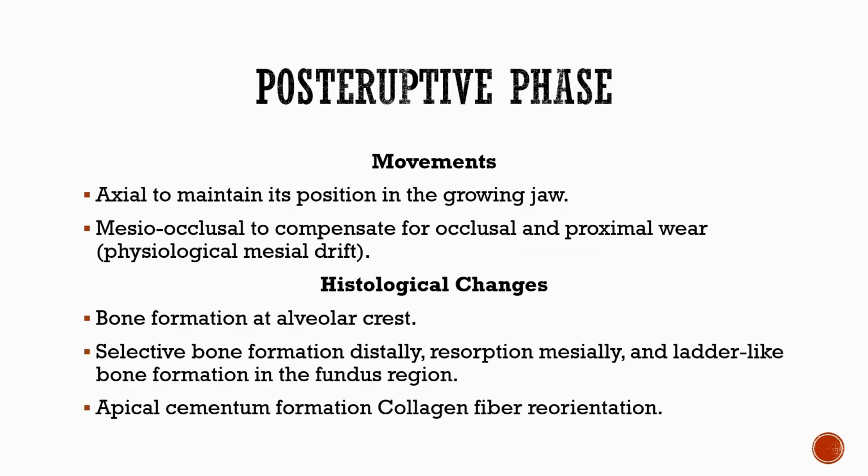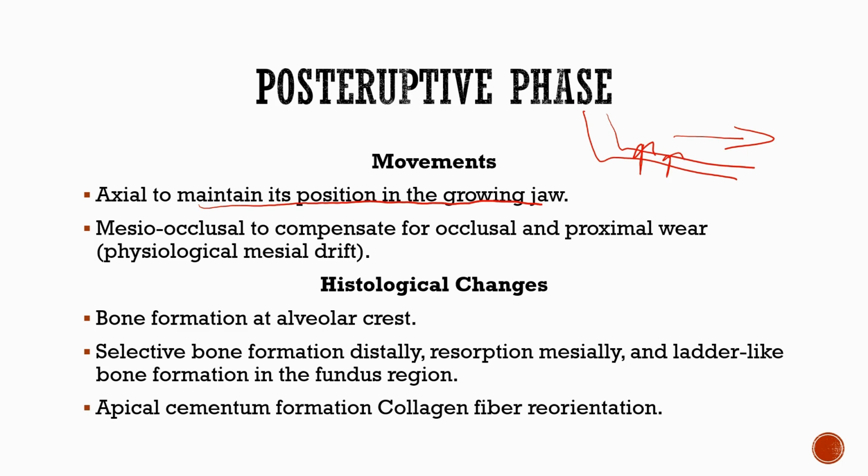Post-eruptive phases, axial to maintain its position in the growing jaw. For the growing jaw, as the jaw develops, it can be prognathic or retrognathic, meaning the mandibular jaw develops further in the forward position. Okay, so the tooth can be tilted, so it maintains its position in the growing jaw to become upright.